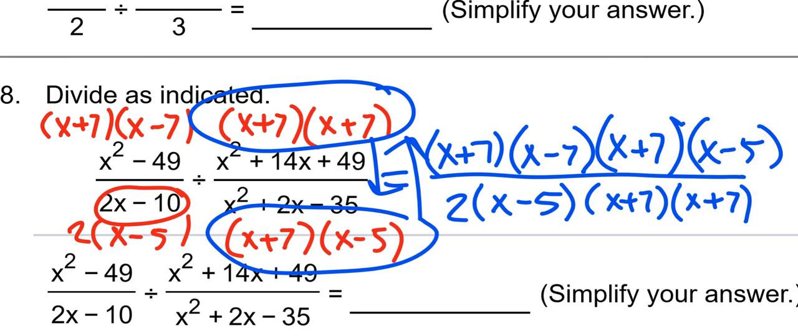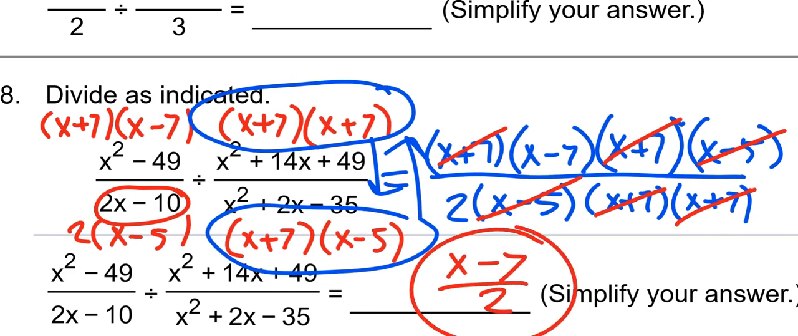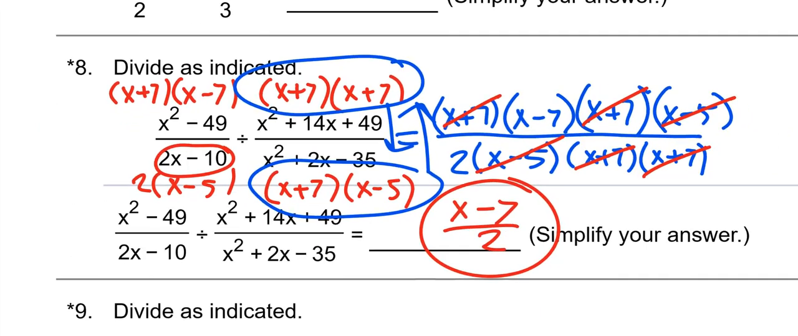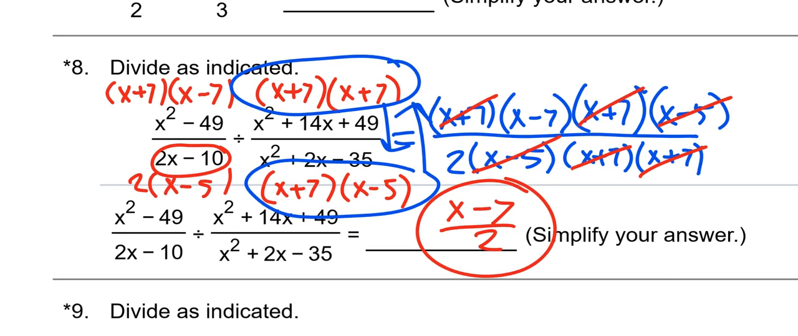Okay, what cancels out? The x plus 7. We got an x plus 7 and x plus 7. X minus 5, x minus 5. X plus 7, x plus 7. X minus 7 over 2 is my final answer. They did not all cancel out. I looked at the answer out loud.